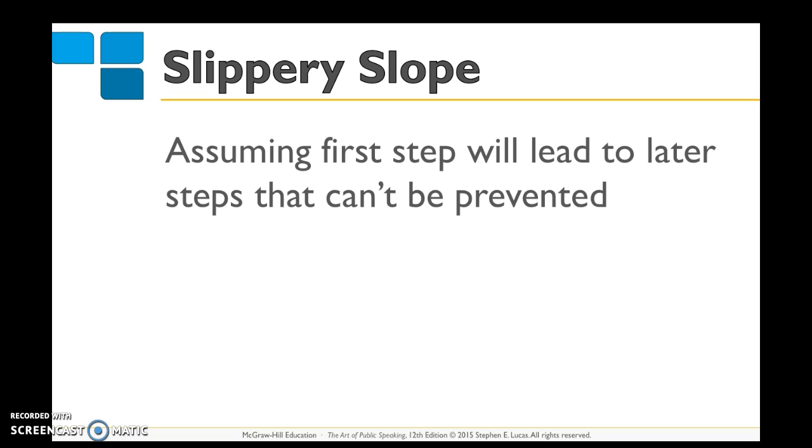The slippery slope fallacy, I see this a lot in speeches of a very delicate nature. A lot of speeches of value use the slippery slope fallacy. This assumes that the first step will lead to later steps that can't be prevented. It assumes that taking a first step will lead to disaster, basically. That if one thing happens, all these other things will happen.